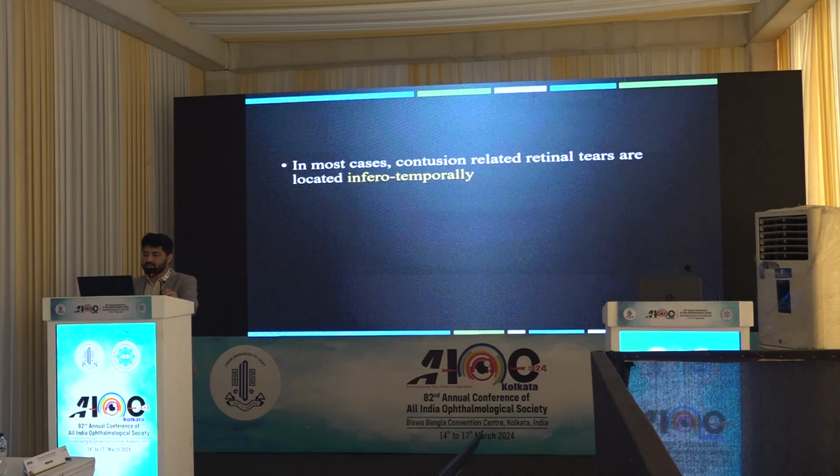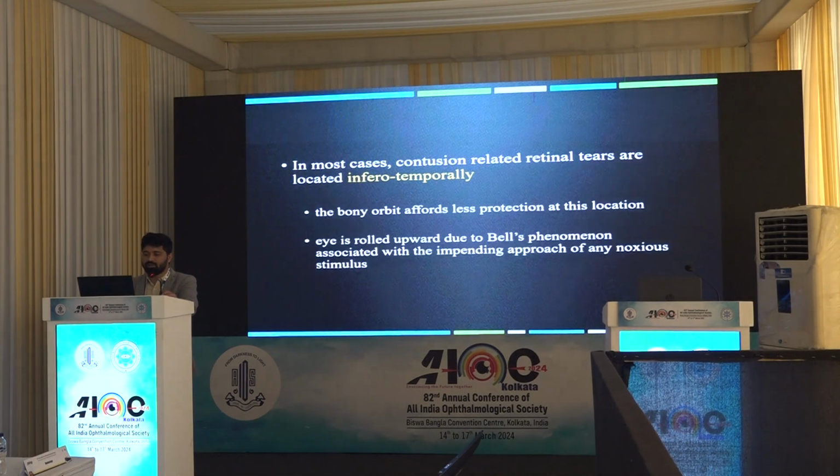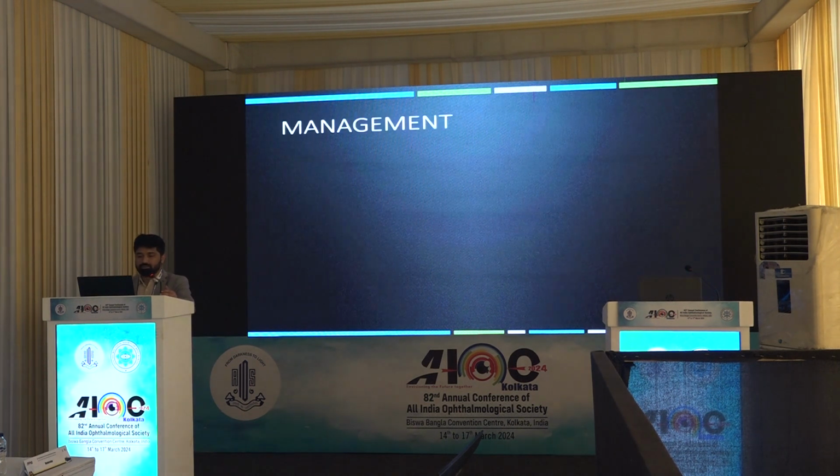In most cases, the contusion related tears are located inferotemporally. The reason being the bony orbit affords less protection in this area and the eye is rolled upwards due to Bell's phenomenon associated with the impending approach of a noxious stimulus. For that reason, usually these breaks tend to be more in the inferotemporal quadrants.